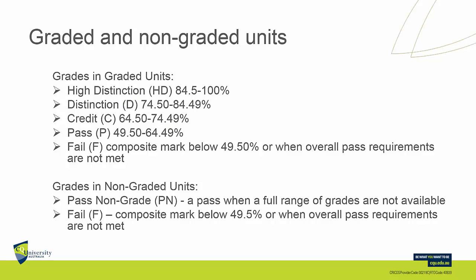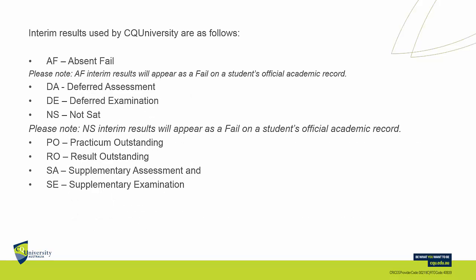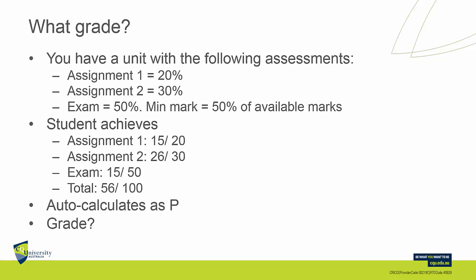The passing grades available in graded units range from a high distinction to a pass. A failure indicates a mark below 49.5% or when overall pass requirements are not met. In non-graded units, the only final grades available are pass non-graded or fail. At CQUniversity, we use the following interim results. I will expand more on what these interim results mean throughout this presentation.